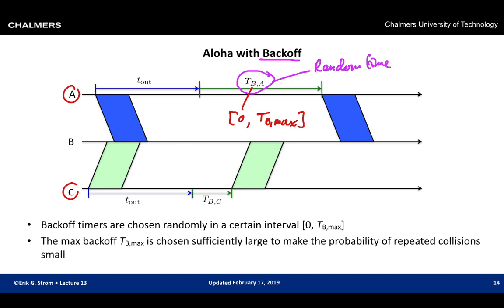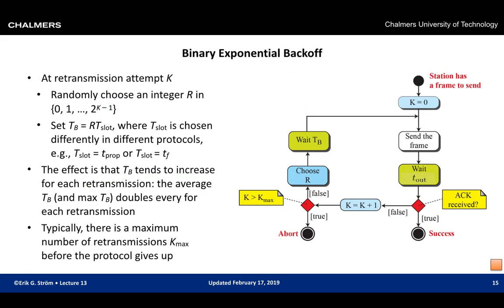Okay. So one way to handle this problem is that we change the maximum back-off time adaptively. This is called binary exponential back-off. Basically, each time we have a collision, each time we try to send the same frame over again, we increase the selection window. So here is how it works. At retransmission attempt K, we randomly choose an integer R in an interval from 0 to 2 to the power of K minus 1.